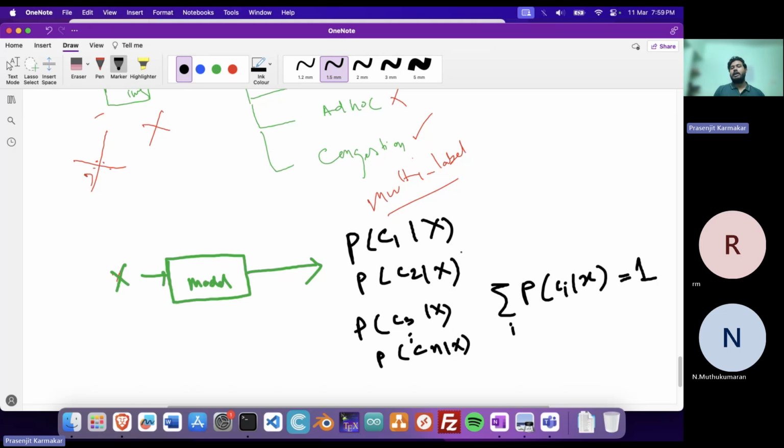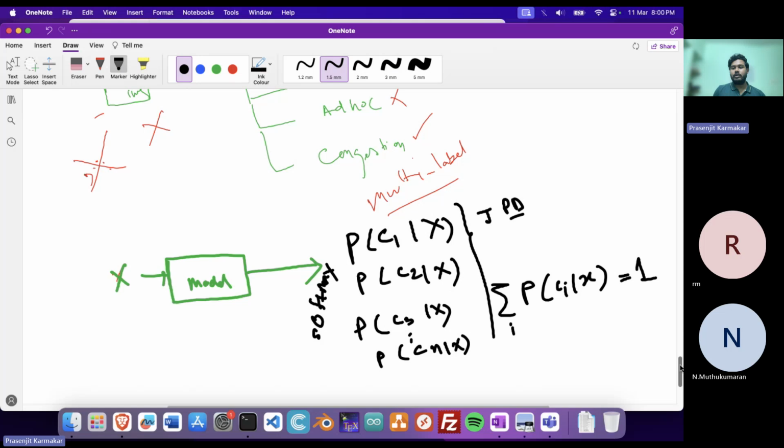So that means the entire output represents a joint probability distribution. And to do that in a neural network, we just use this softmax activation that converts our neural network output to a joint probability distribution. Now, this is a multi-class example.